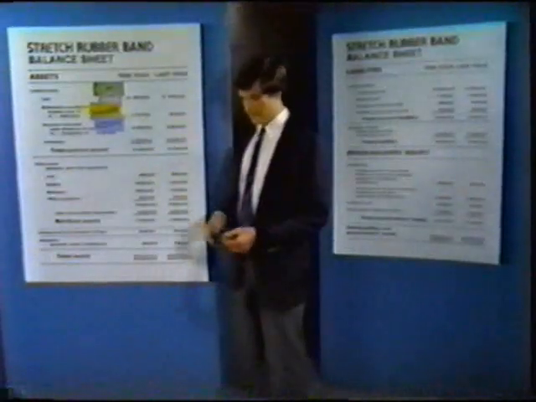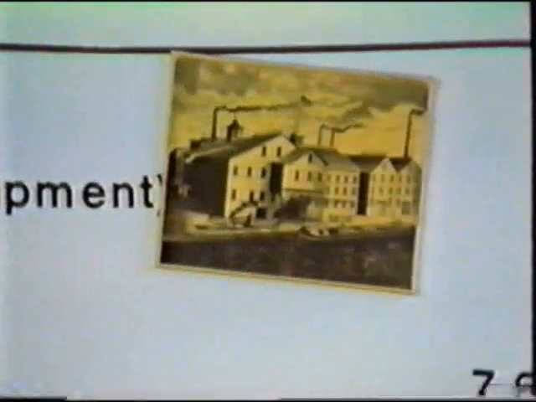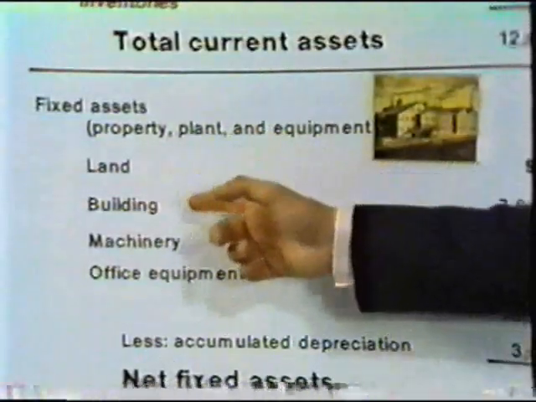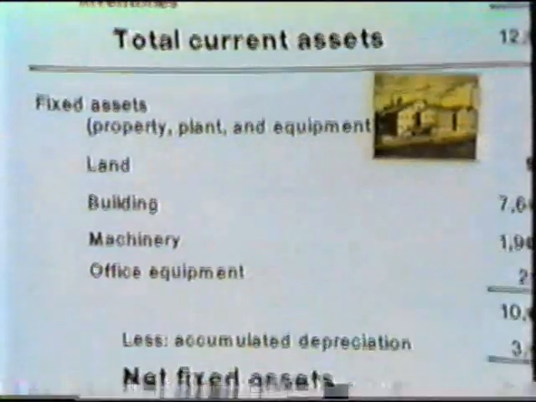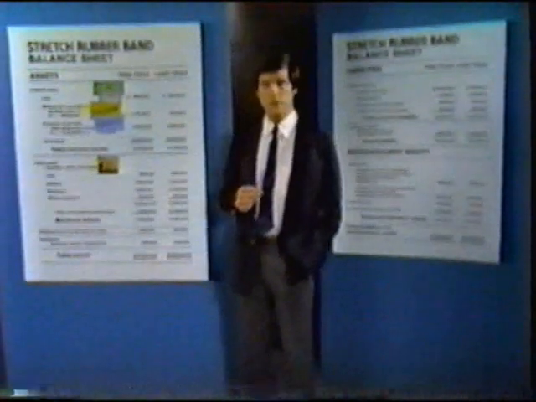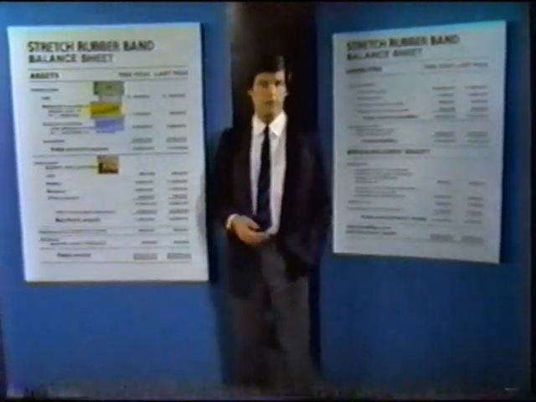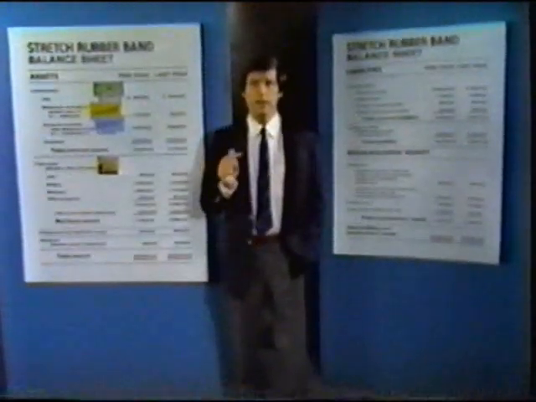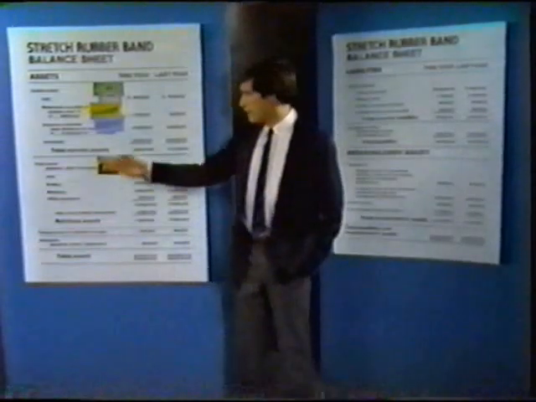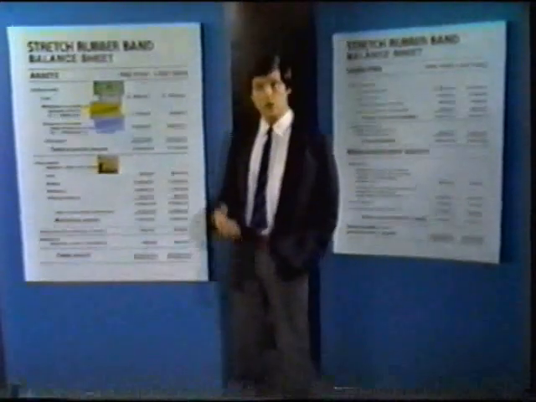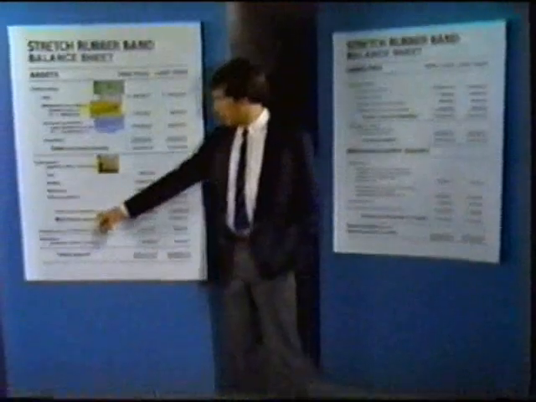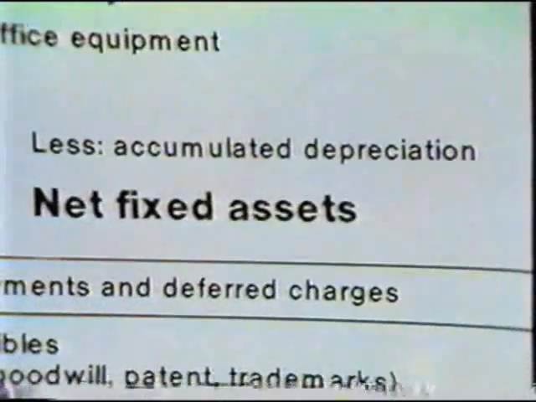Fifth category is something a little heavier, literally. Our fixed assets. This is the famous Stretch Company factory building. It also includes our land, our machinery, our office equipment. These are assets that our company uses over and over and over again to make the beautiful rubber bands that have made us famous. But let me tell you that all of these items wear out. They are adjusted on the balance sheet, consequently, for depreciation, because their value decreases as they're used up.